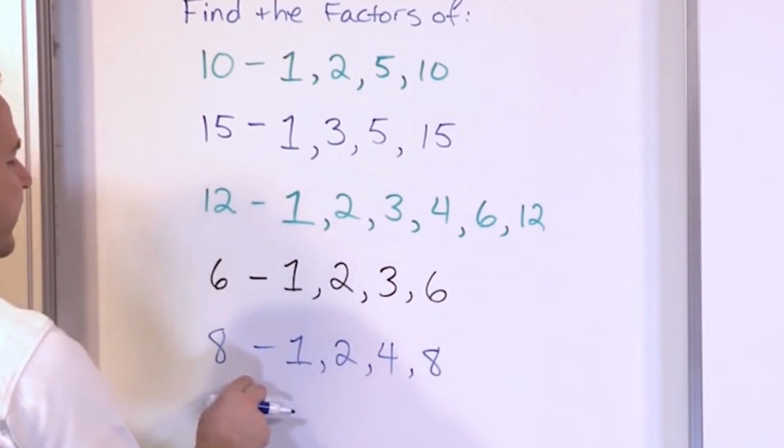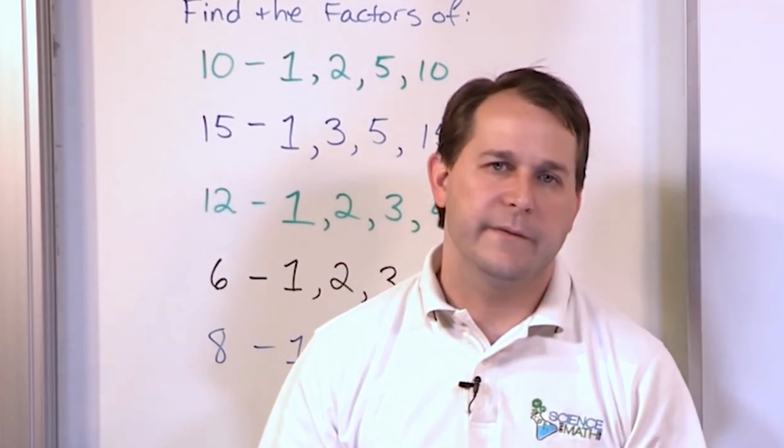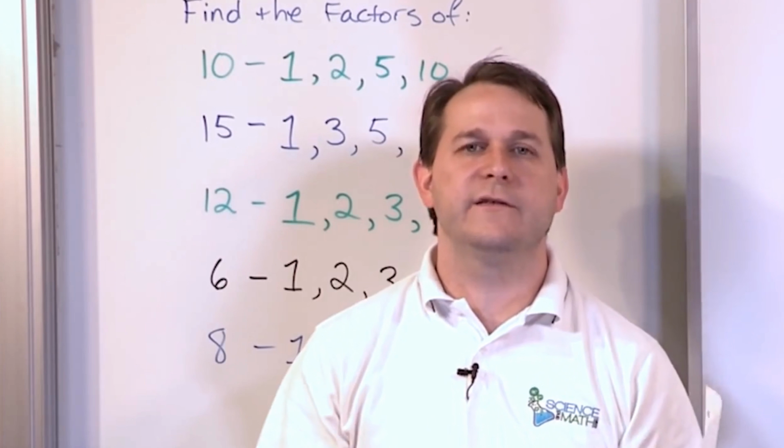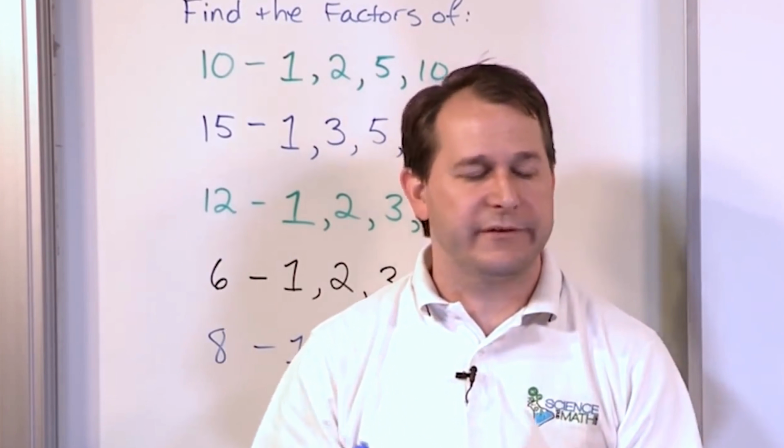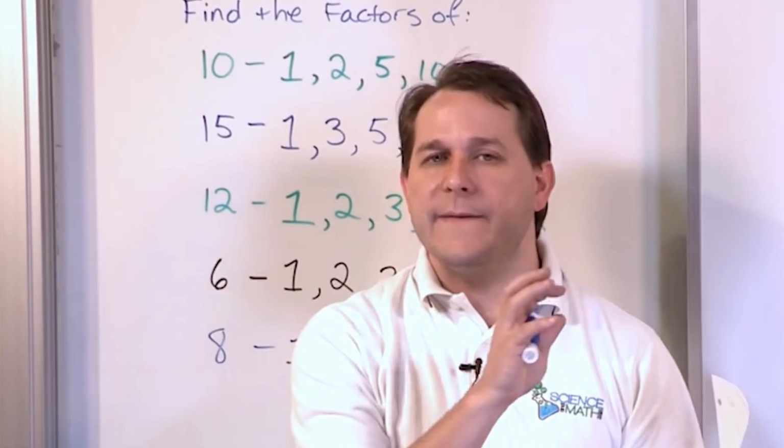So look at these listings. Make sure you understand what the concept of a factor is. That's the most important thing. A factor is just when you figure out what numbers can be divided into something evenly with no remainder, and then you list those numbers. So you start with the number 1, you keep marching up until you arrive at the number itself, and you list all the factors that can divide evenly in a list. And that is what we're trying to find when we find the factors of a number.